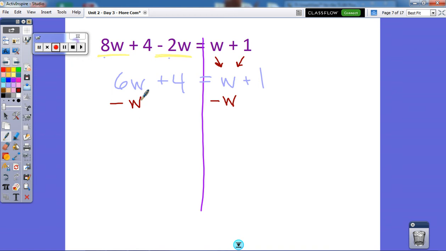Guys, doesn't W minus W cancel? I mean, it becomes 0, which leaves just a 1 over there on the right-hand side. And then on the left, I have to think, what is 6W minus W? Well, be careful, because that's 6W minus 1W. 6 minus 1 is 5, so it's 5W. And then bring down that plus 4.